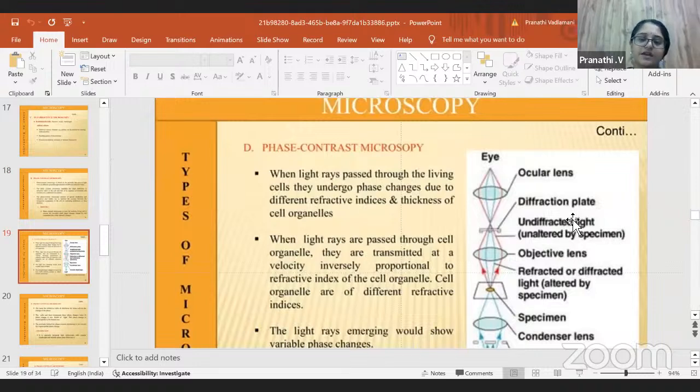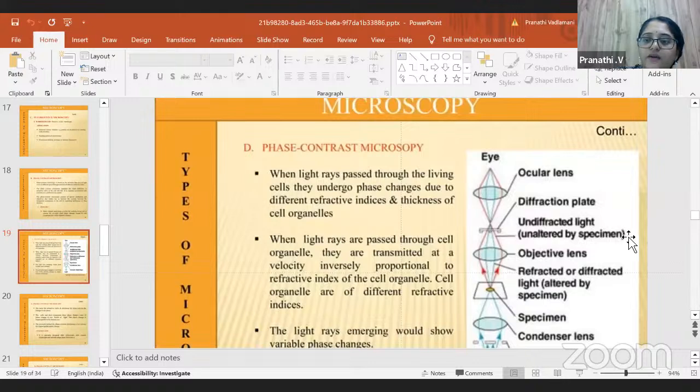So what are the parts in the phase contrast microscope? You can see over here. This is the eye. You're going to see from here. This is the ocular lens. You have an objective lens. You have a condenser lens. So you have three different types of lenses. Then you have a diffraction plate over here.